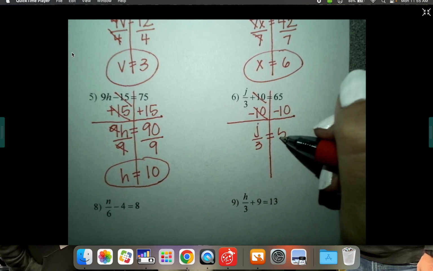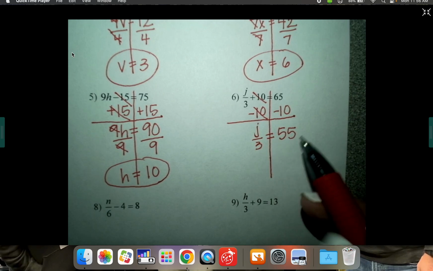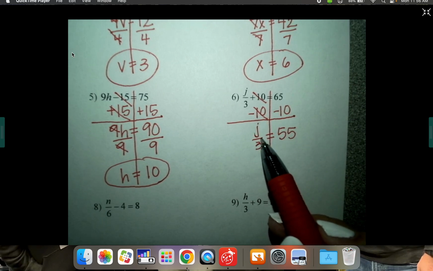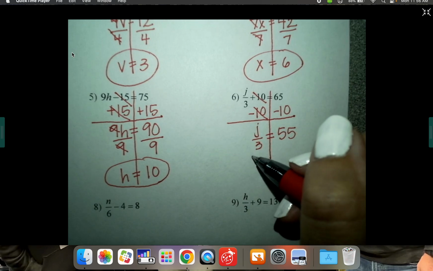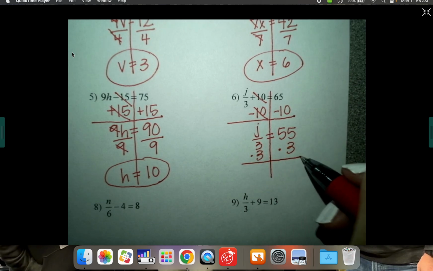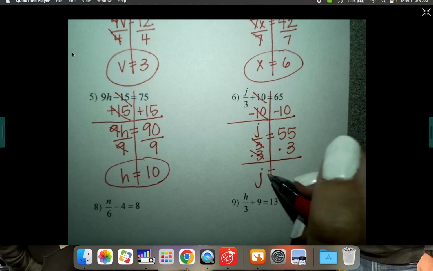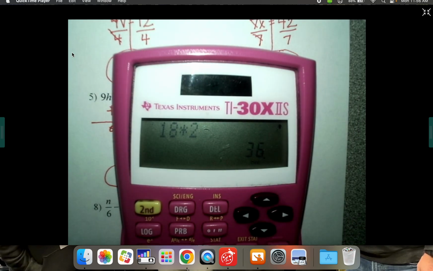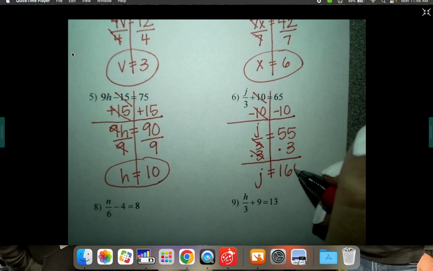65 minus 10 is 55, and a lot of kids will think now they divide by 3, but j is already being divided by 3, so to cancel it, we need to do the opposite of divide by 3. So we need to multiply by 3 on both sides. Cancel them out now. It leaves j by itself. I have no idea what 55 times 3 is, so we're going to use our calculator like you should be doing. 165.